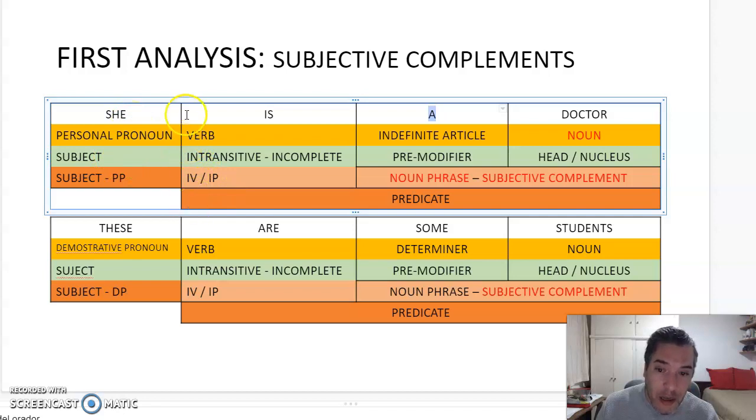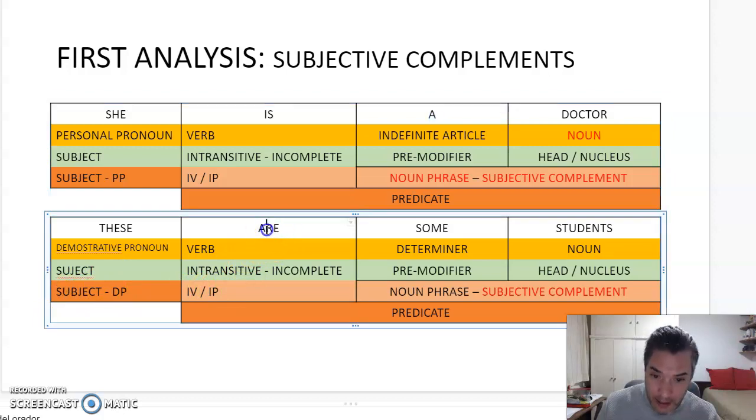Okay, and all of these from here, the verb up to the full stop, we have a predicate. Okay, so if you follow this structure, we have the same pattern here. These are some students. Okay, so these are a demonstrative pronoun. It is the subject. We have here subject, demonstrative pronoun, and are, here in this case, it's a verb, also intransitive incomplete.